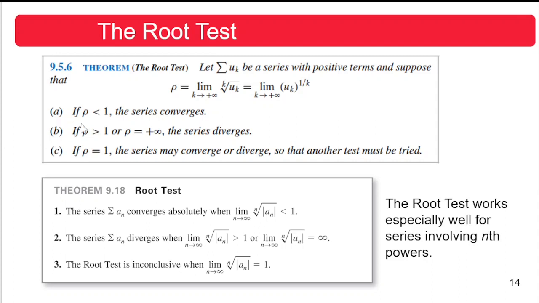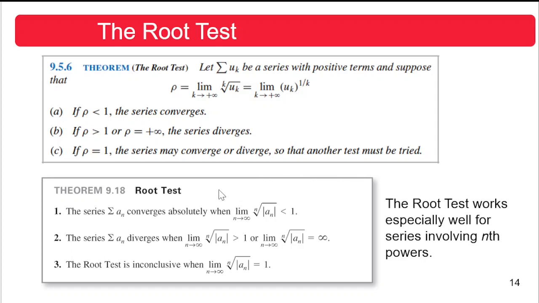In letter A, if rho is less than 1, the series converges. But in letter B, if rho is greater than 1 or rho is positive infinity, the series diverges. But if rho equals 1, the series may converge or diverge, so another test must be tried.